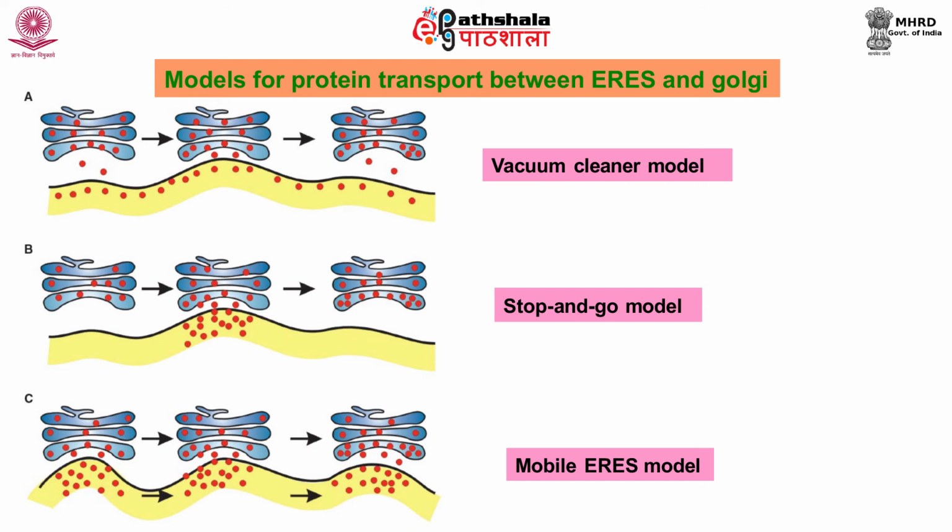There are three models developed to explain protein transport between ER exit sites and Golgi. The first model is the vacuum cleaner model. Here Golgi bodies move along the ER to reach vesicles budding from ER exit sites. Cargo molecules can be transferred from these exit sites to the Golgi. The second model is the stop and go model.